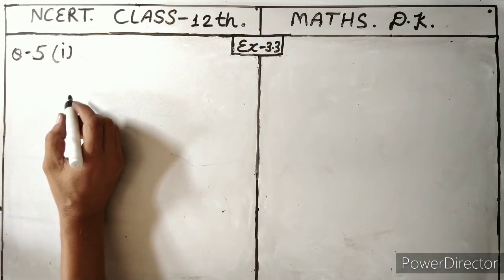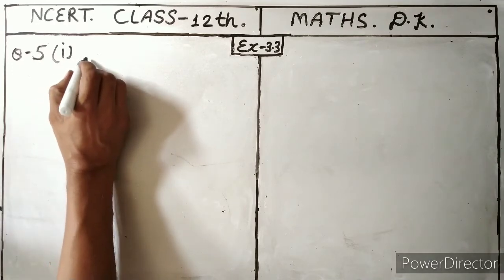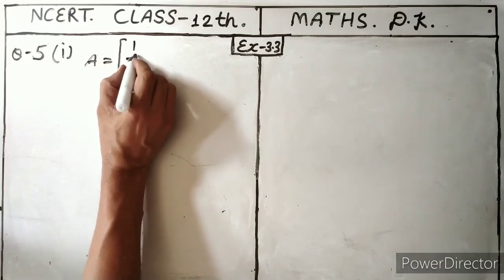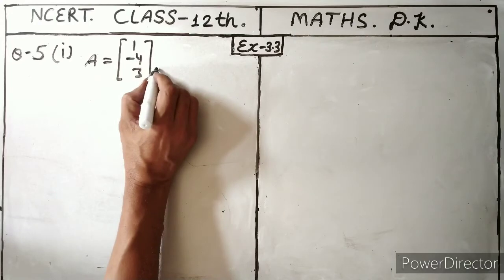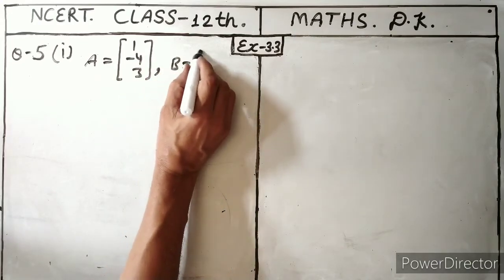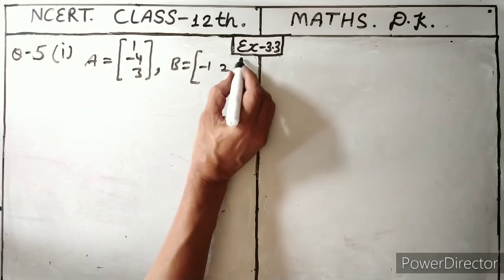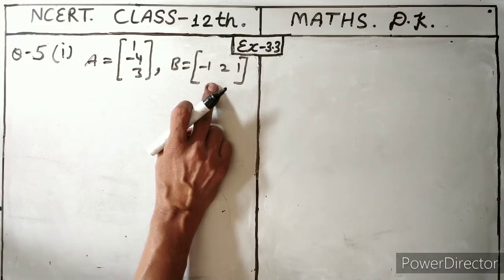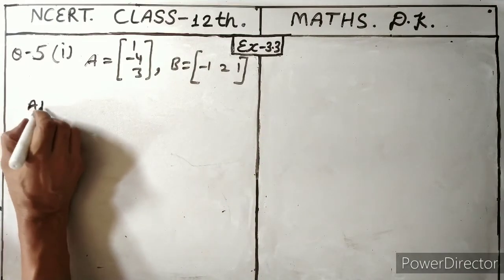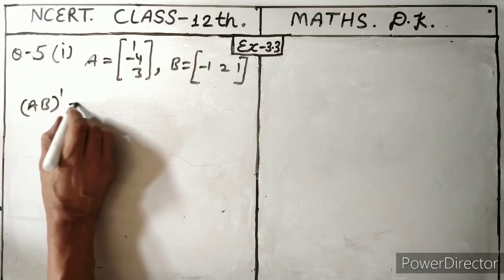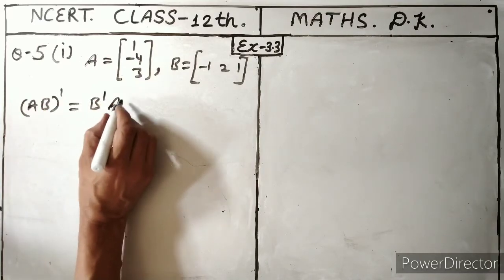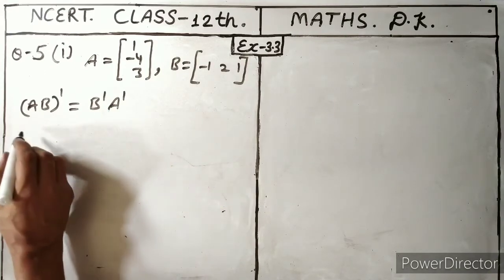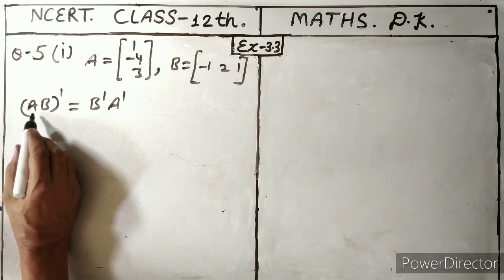In question number 5, first part, the A matrix is 1 -4 3 and the B matrix is -1 2 1. This is a column matrix and this is a row matrix. We verify that in the first part (AB) transpose equals B transpose product with A transpose. At first, on the left hand side, we find out AB.